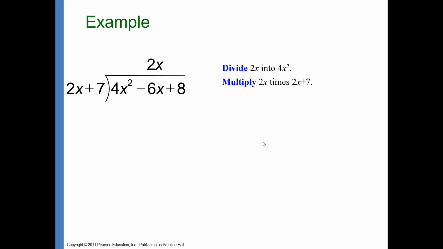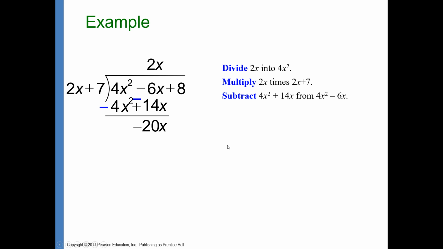Multiply and subtract. Good. So distribute, subtract, and of course those leading terms cancel. What am I left with here? Negative 20x. I like it. Now what? Bring down the 8. Good. Okay. Now what?